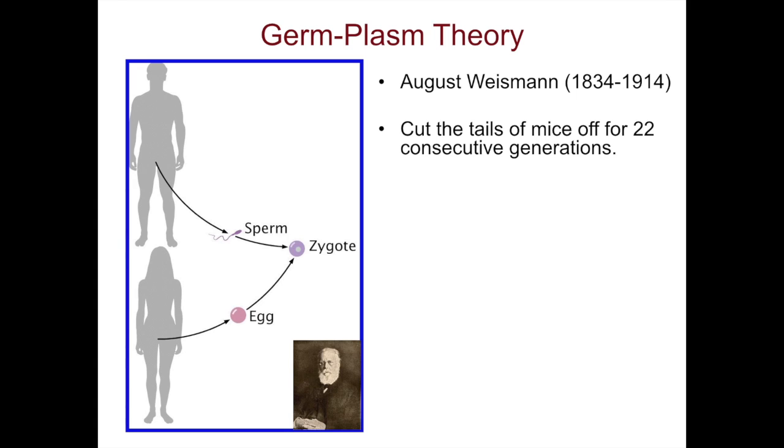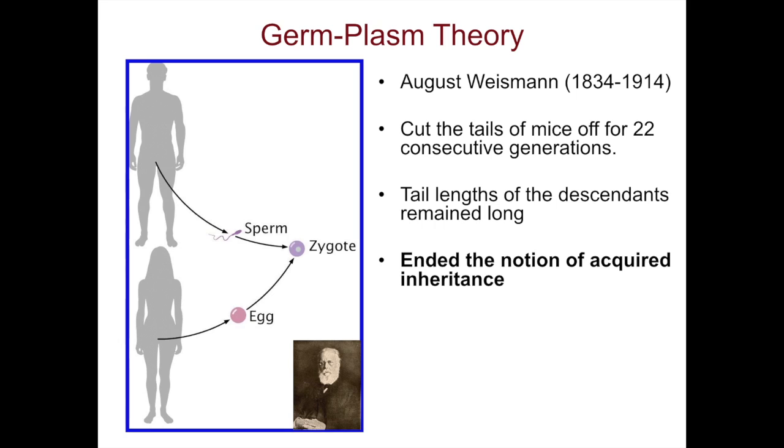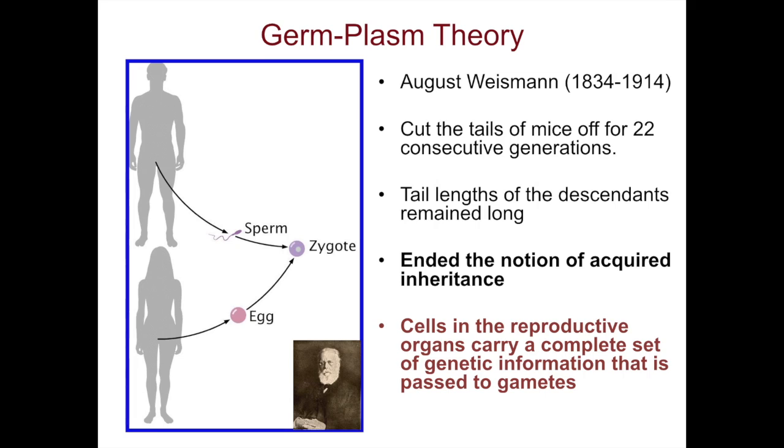He did an experiment where he cut the tails of mice off for 22 consecutive generations and looked to see whether the tail length changed. The tail lengths of the descendants always remained long. This ended the notion of acquired inheritance. The germ-plasm theory states that cells in the reproductive organs carry a complete set of genetic information that is passed to gametes, and this theory still stands today.